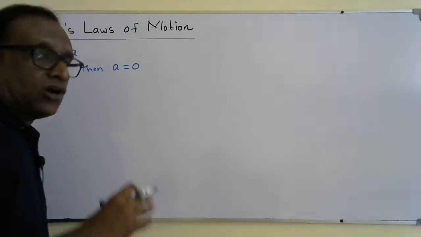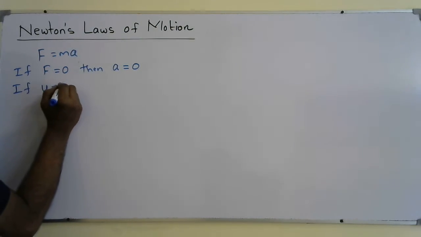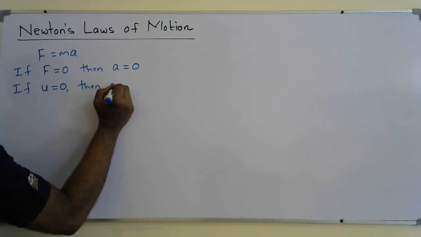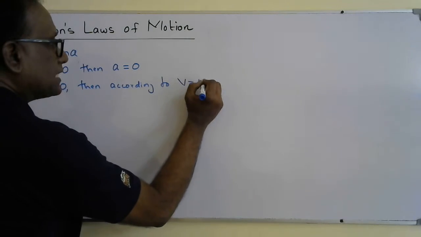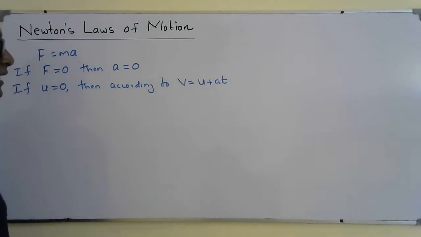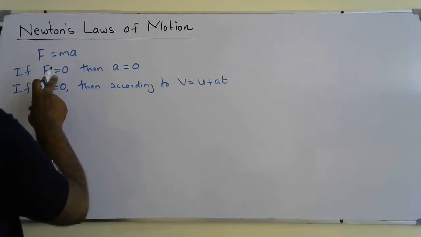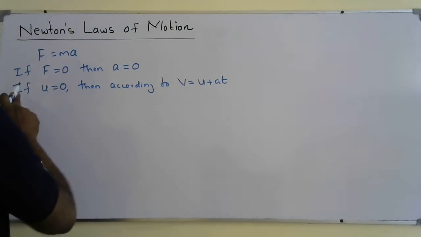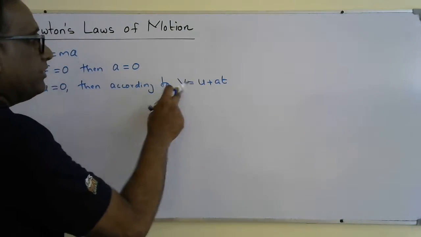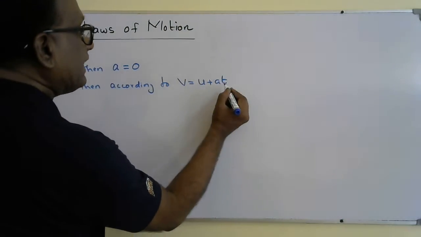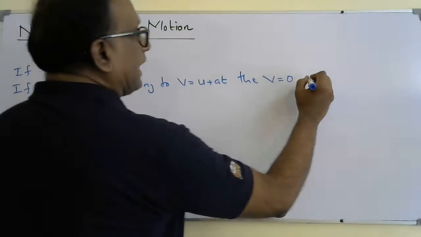So if the object is already at rest, so if u is 0, then according to v equals u plus at, you know, the equations of motion. When the resultant force is 0, according to Newton's second law, acceleration will be 0. If the object is at rest, u is 0 initially. Then according to v equals u plus at, later at any time t, v equals 0.